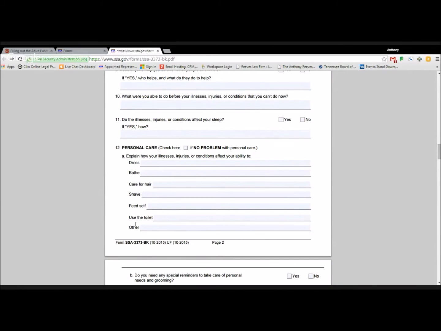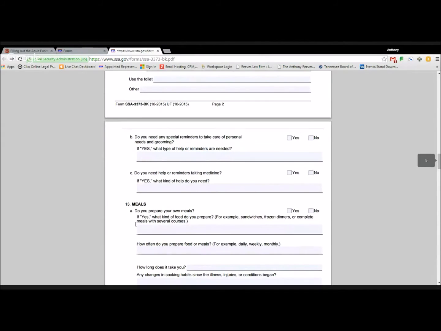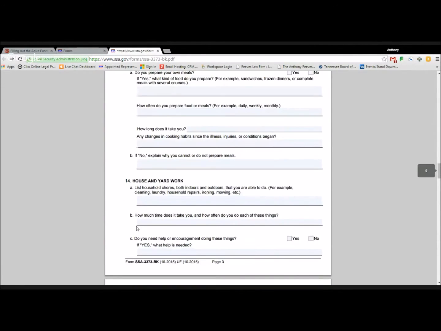Social Security does not know what's going on in your circumstances. Do you need special reminders to take care of your personal needs? You say, what does special mean? Well, they're asking, does somebody have to tell you when you need to take a bath or comb your hair? Well, yeah. They won't know unless you tell them. Same thing, preparing meals. You'd be surprised.